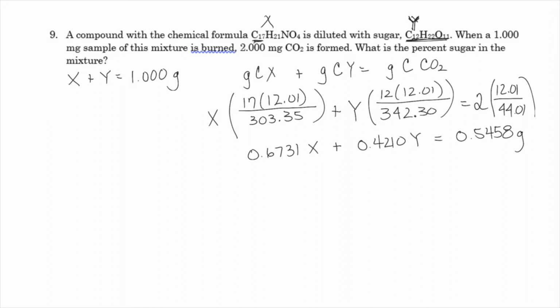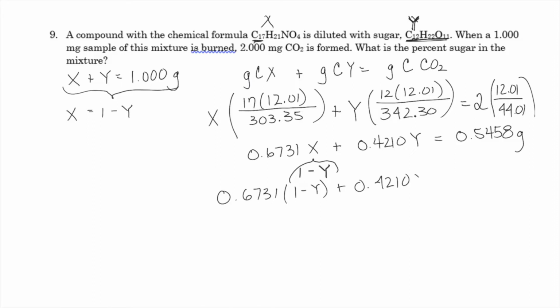So now I have 2 formulas and 2 variables. So I'm going to solve for X in this equation. X is equal to 1 minus Y. Oops, I wrote the wrong thing. 1 minus Y. I am then going to take 1 minus Y and plug that in here for X. So then I get 0.6731 times (1 minus Y) plus 0.4210Y equals 0.5458 grams.